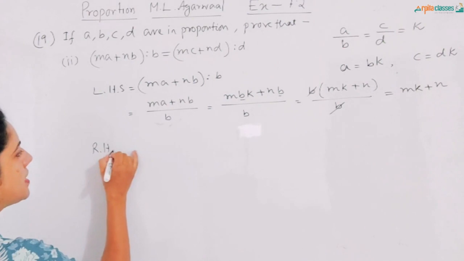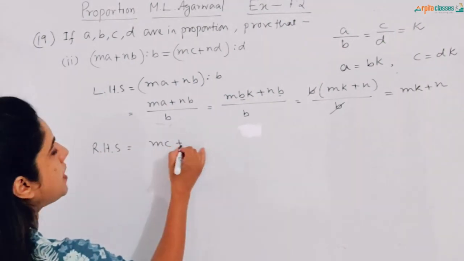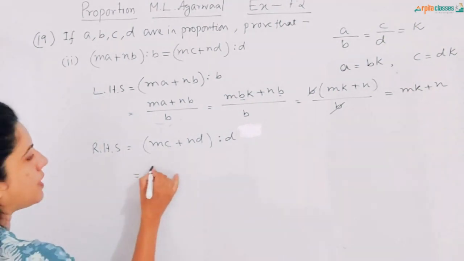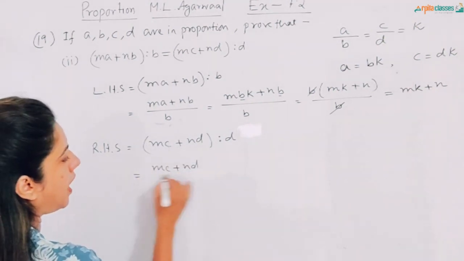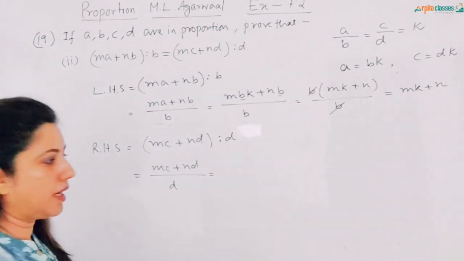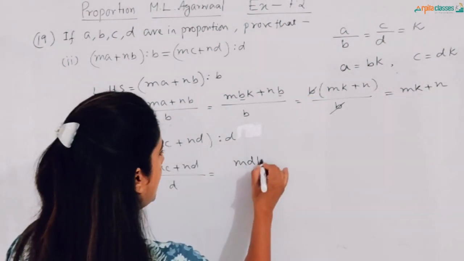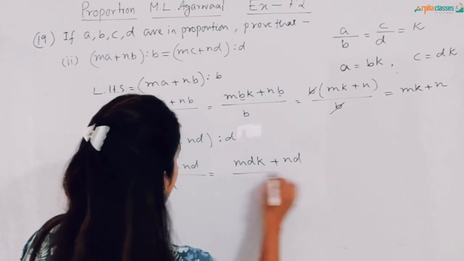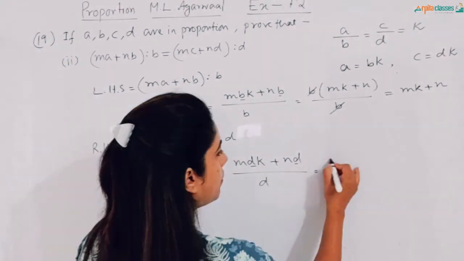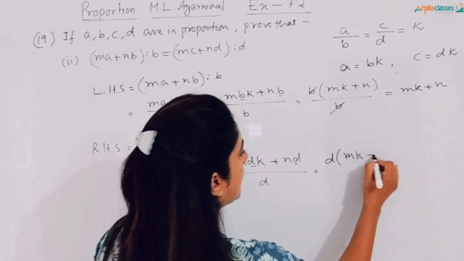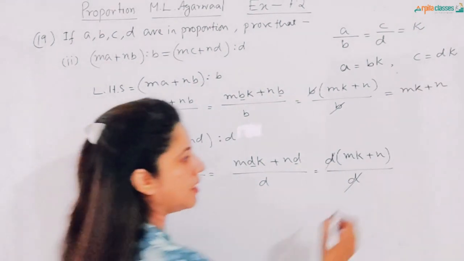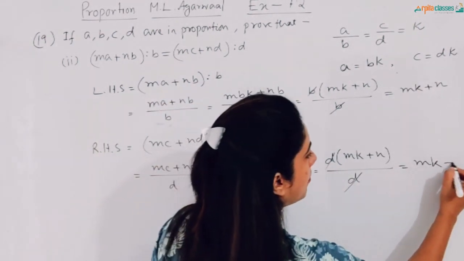Now let us check the right hand side. Right hand side is (MC + ND) is to D, which means (MC + ND) upon D. Now in place of C, I am going to substitute DK. So it is (MDK + ND) upon D. From the numerator, I can take D common. So after taking D common, I am getting D(MK + N) upon D. From here, D and D get cancelled and we get MK + N.